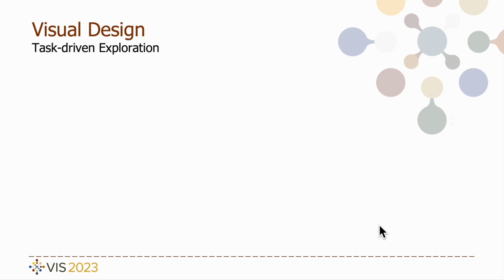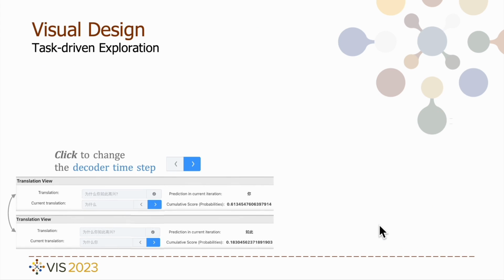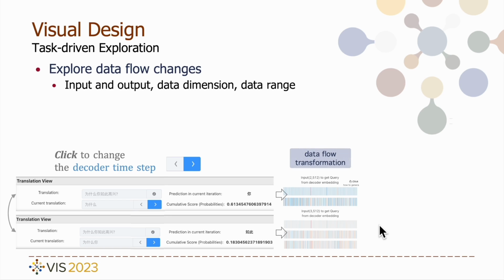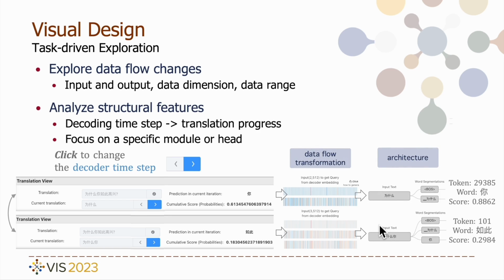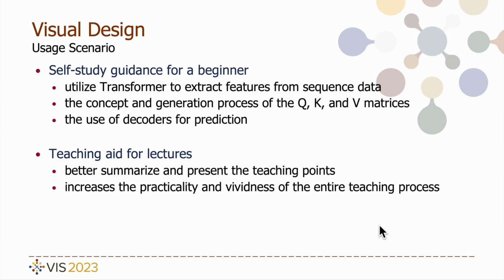Based on task-driven exploration, changing the decoding time step in real time helps users derive further insights, such as data flow changes and structure features. The interaction of these two explorations and the practical task solving of TransforLearn will be specifically demonstrated in the usage scenario. Our target users are beginners with a foundational understanding of deep learning who are eager to gain a comprehensive understanding of transformers. Additionally, we envision TransforLearn serving as a valuable teaching aid during lectures.